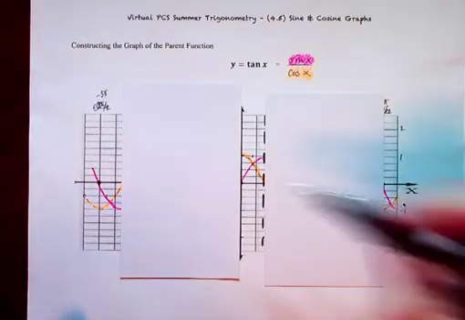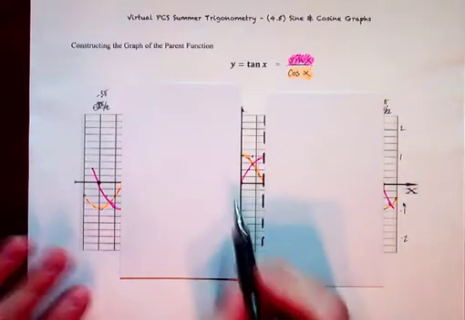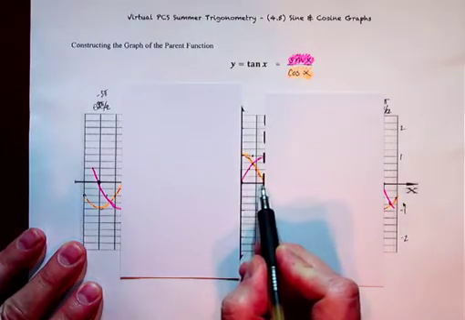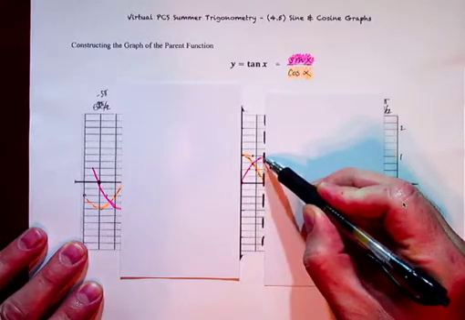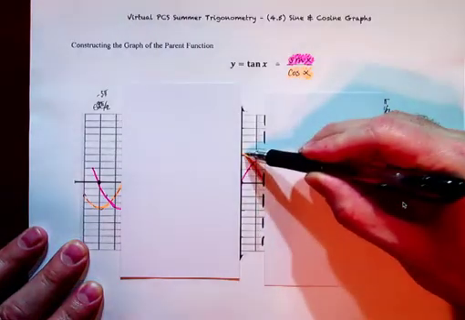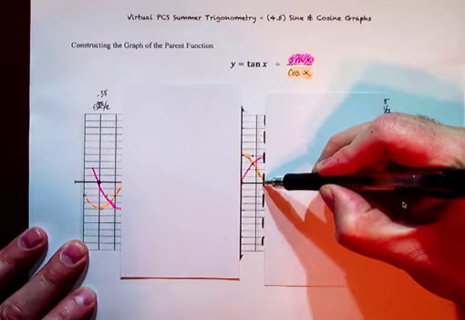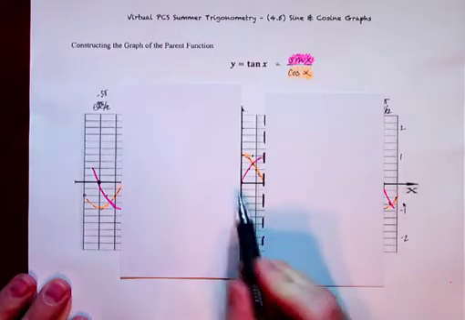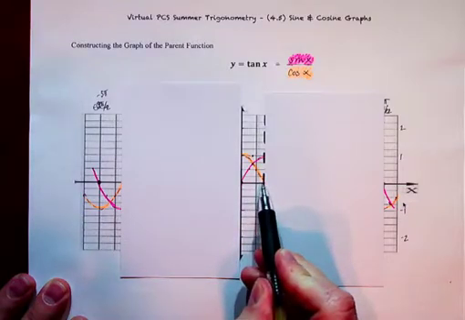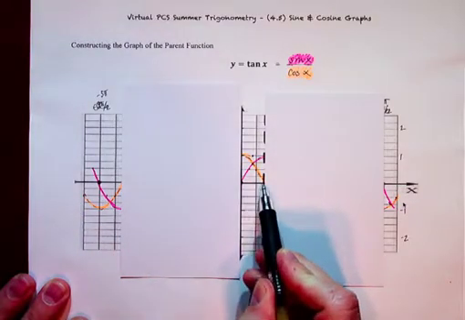Now, what happens as I'm moving from 0 to pi over 2 is I have a numerator that is increasing in value, and I have a denominator that's decreasing in value. Now, how do you make a fraction larger? Well, a fraction gets larger when you make its numerator larger or when you make its denominator smaller. As I move from 0 to pi over 2, both of those things are going on.